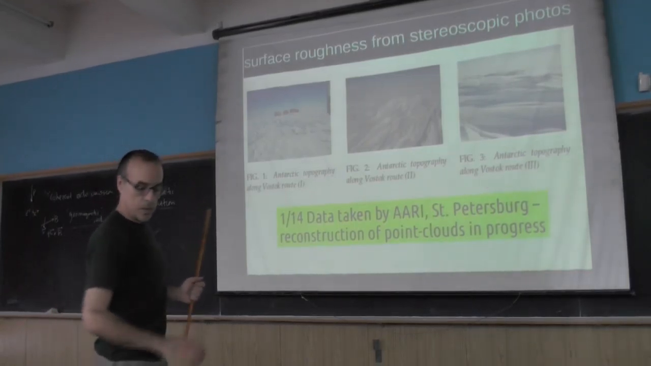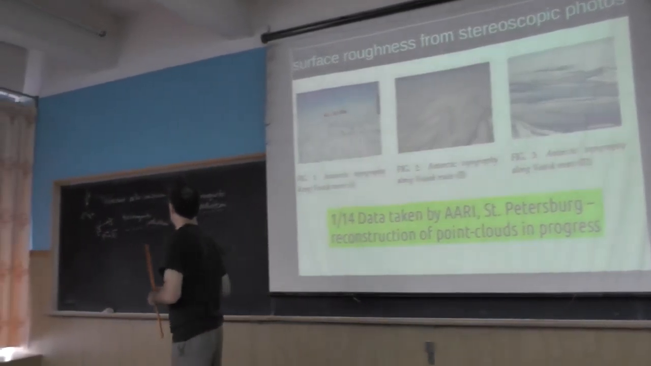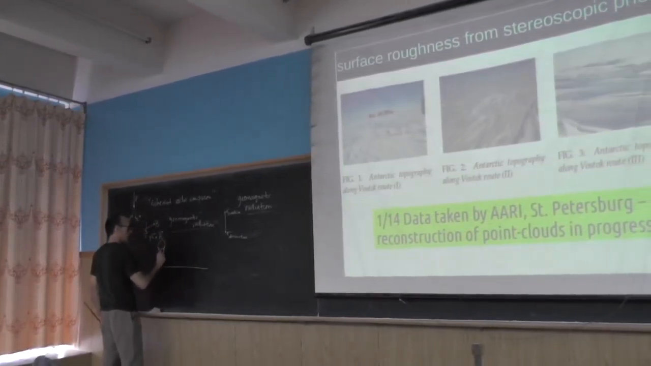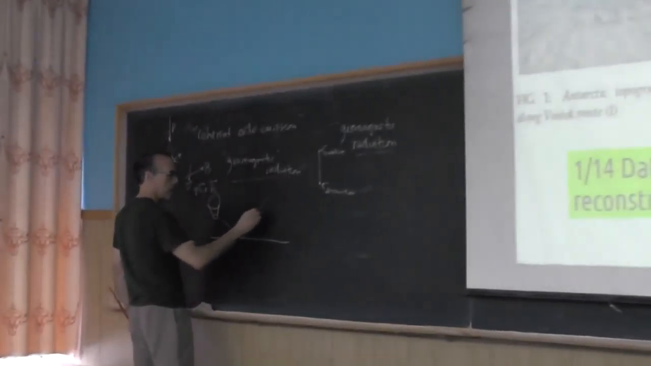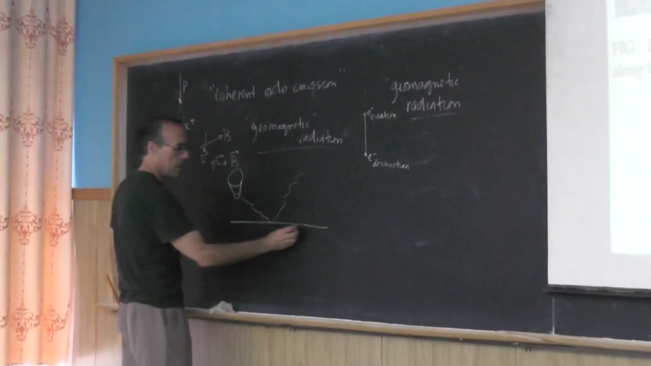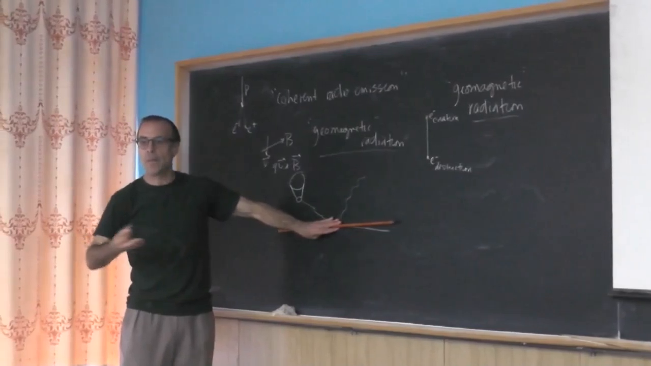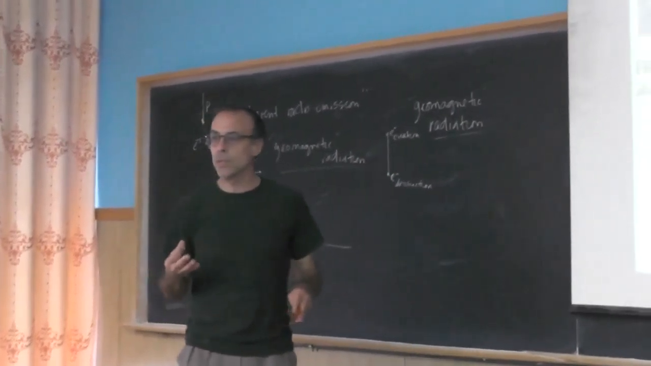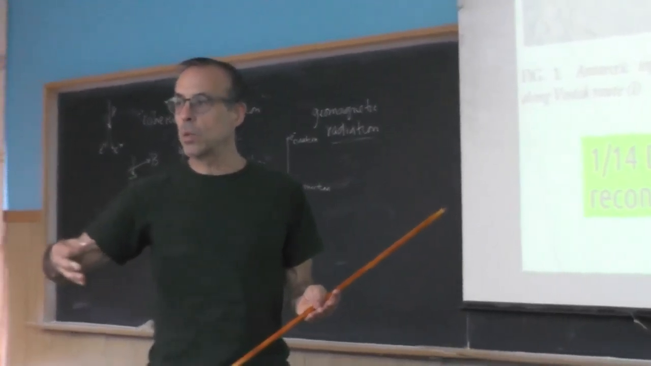what we've been mostly concerned with is the surface reflection. So what you want to do, here's your balloon, and here's your air shower, and what you see is the reflection of the radio signal off of the surface. Now, if the surface is flat, then you get reflection that looks like a mirror. However, we know that the Antarctic surface is not flat. We know that the Antarctic surface has so-called roughness to it.